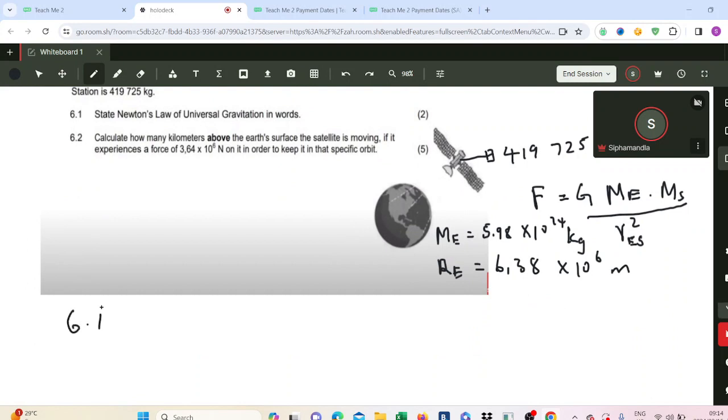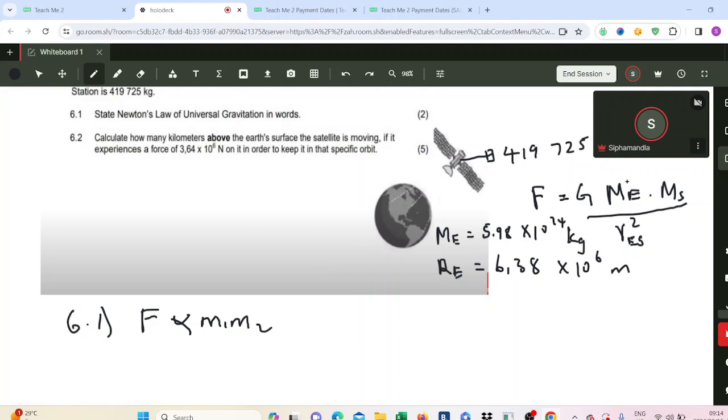So for 6.1, you have to know that the universal gravitational law states that every particle in the universe attracts every other particle with a force that is directly proportional to the product of the masses. So it's directly proportional to m1 times m2.